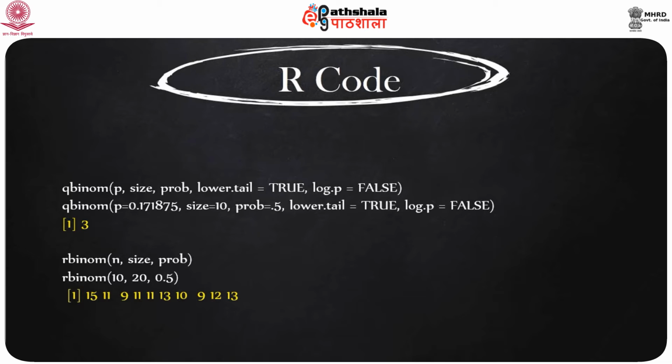In case of random number generation as well, things are almost the same as in case of the normal random numbers. Here we need to put the number of observations n, then the number of trials size, and finally the probability of success on each such trial. So, if you write down r binom, with total samples generated equal to 10, then total number of trials equal to 10, and probability of getting a head equal to 0.5, then we will have the following output.